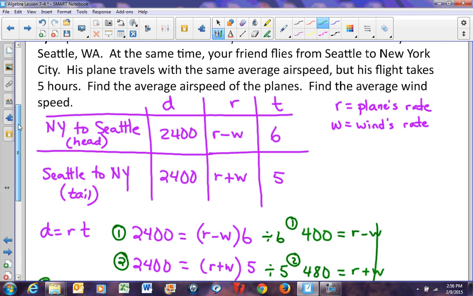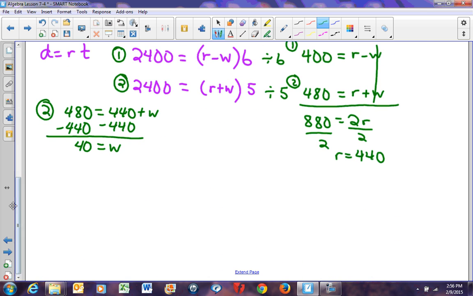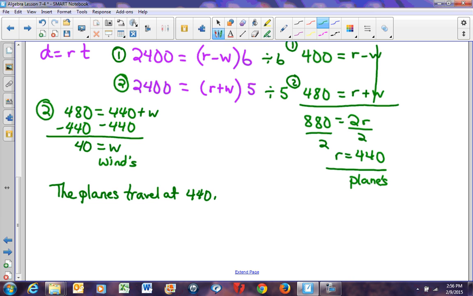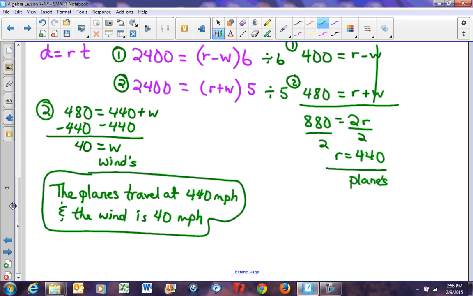So the question asked me to find the average wind speed. This is the plane's speed, and this is the wind's speed. So if it says find the average airspeed of the plane, find the average wind speed, okay? The plane is traveling at 440 miles per hour, and the wind is 40 miles per hour, which makes sense because if the wind was stronger than the plane, they'd never get off the ground. We talked about that.